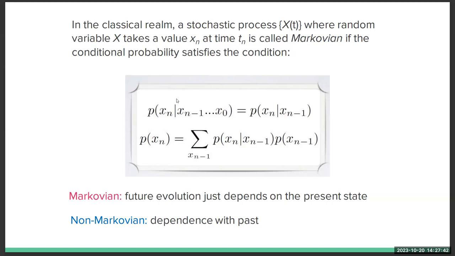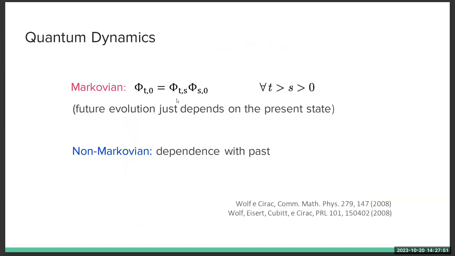So here it's containing this idea that the future evolution just depends on the present state. I don't know if that's the whole story. So for the quantum dynamics, I will do this. There are many different definitions, and I have to say this, but this is one of the most used ones, I would say. I will just use the maps.